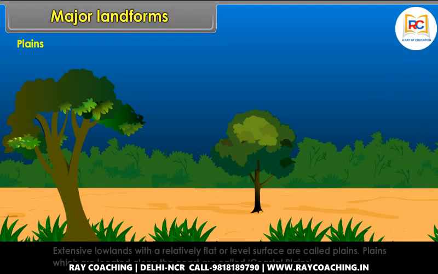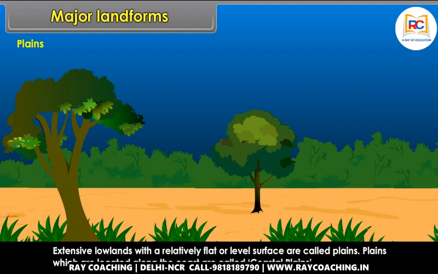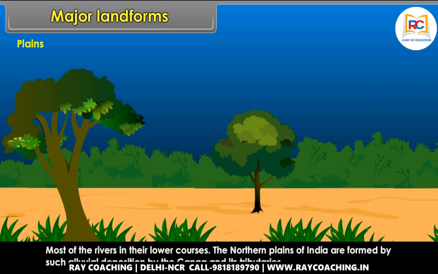Plains, extensive lowlands with a relatively flat or level surface, are called plains. Plains which are located along the coast are called coastal plains. Most of the rivers deposit alluvium in their lower courses. The northern plains of India are formed by such alluvial deposition by the Ganga and its tributaries.